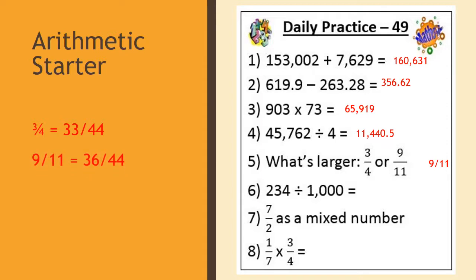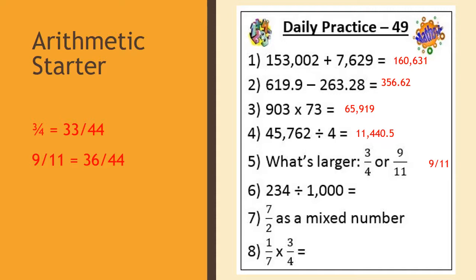Then if we do the same with our 9/11, what do we need to times the 11 by to get to 44? Well, we're timesing it by 4. So 9 times 4 is 36, and 11 times 4 is 44. So we have 36/44, and we can see that that is larger than 33/44.